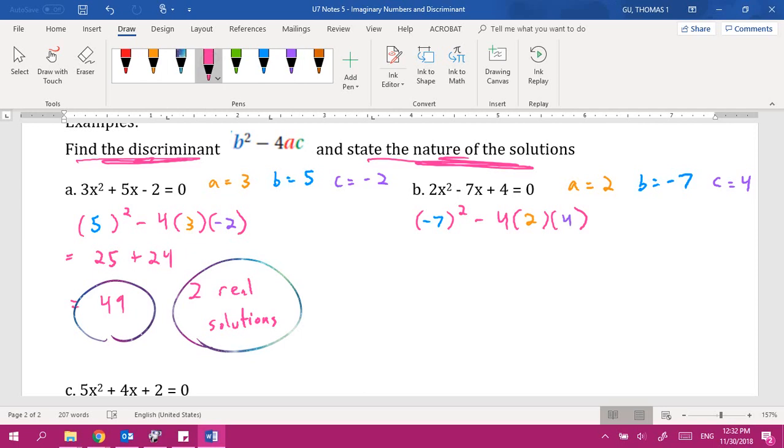What's negative 7 squared? 49. Negative, it's not 36, 32. All right, so we got 49 minus 32. What is that? Close. 17. Okay. So based on that value of the discriminant, how many solutions are we going to have? 2. And are they real or non-real? Real. So 2 real solutions. Nice.